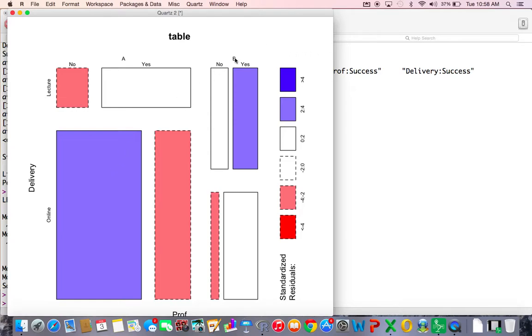Okay, what's going on here? Well, the first thing I see is this is a big rectangle. And I also see that it's not dashed, so this tells us that the observed cell count is higher than the expected cell count. So for Professor A, those who succeeded online, no, I'm sorry, who didn't succeed online, this is interesting.